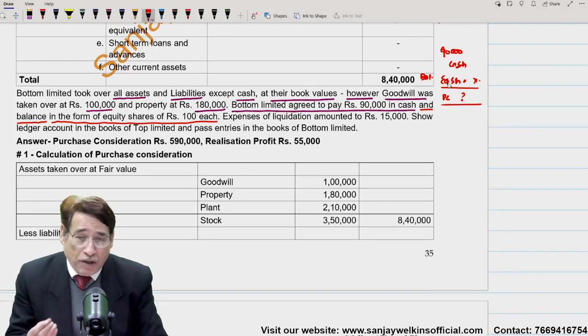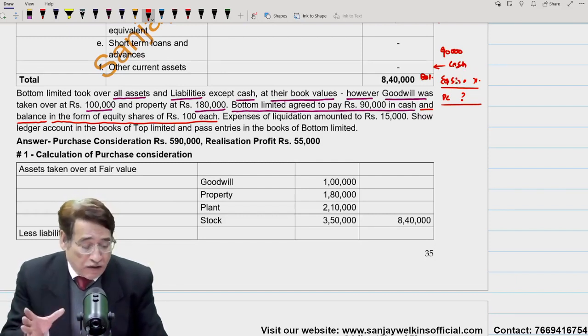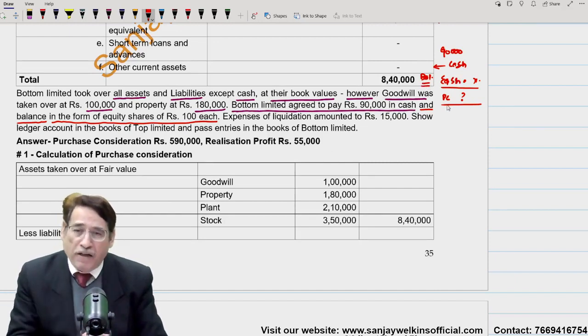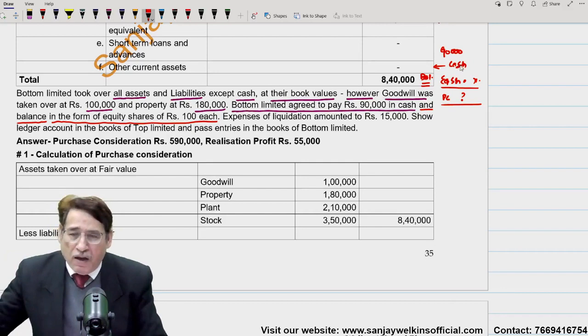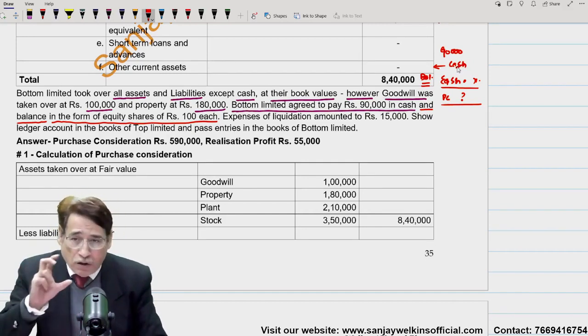Why do we have to apply the net assets method? Now just pay attention. Whenever the question says that so much of payment is being made in a particular form, that in this case it is being given in cash, 90,000 in cash and balance. And balance. Whenever this particular word and balance is there, immediately you come to the conclusion that you will have to apply the net assets method of computing the purchase consideration. If purchase consideration is not given, please pay attention. If purchase consideration is not given and the question says that some portion of the purchase consideration is by way of shares and balance in cash, here also the word balance is coming into play.